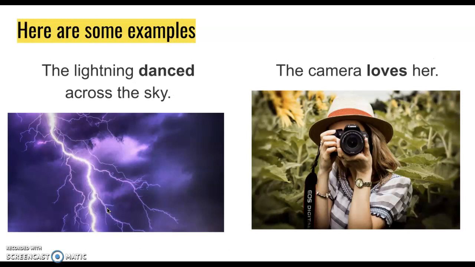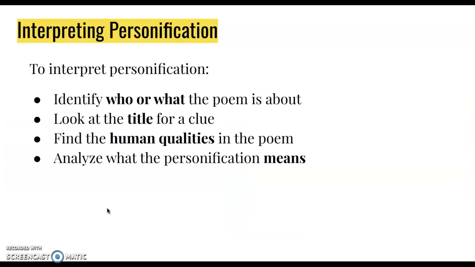So here are some other examples. The lightning danced across the sky. Does lightning have two feet and can do a tango? No. But the way that it moves across the sky looks like dancing. The camera loves her. Is that camera capable of actually loving the person behind it? No. But that might mean that the person is photogenic. So, interpreting personification. To interpret personification, identify who or what the poem is about. Look at the title for a clue, find the human qualities in the poem, and then figure out what that personification means.